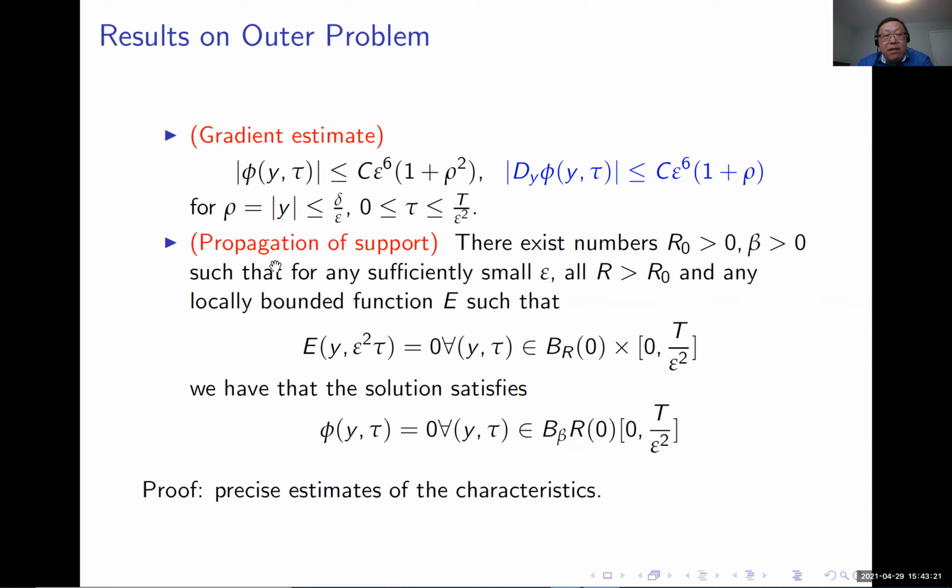The second result for the transport problem is the propagation of support. Suppose your error, because you solved the inner error, has a cutoff. So the error has support away from the vortices. Then using the transport equation, you can show that your solution also has a support, and the outer problem is regular near the vortex. This is the propagation of support. Using this property, you can solve the outer problem. So the outer problem becomes a little bit more regular than the inner problem. And because of these two properties, okay?